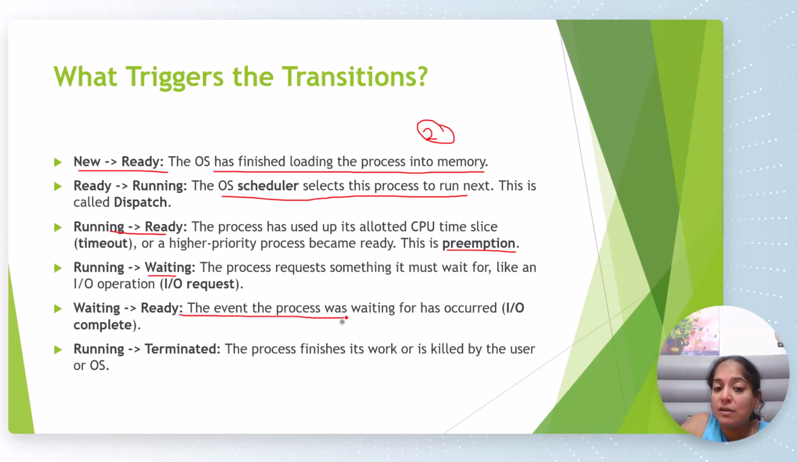When the event of the process occurs, like input output completes, it comes back from the waiting state to the ready state. And when the process finishes all of its work or you forcibly kill the process, it goes from the running state to the terminated state. So these are all the transitions of a process life cycle.